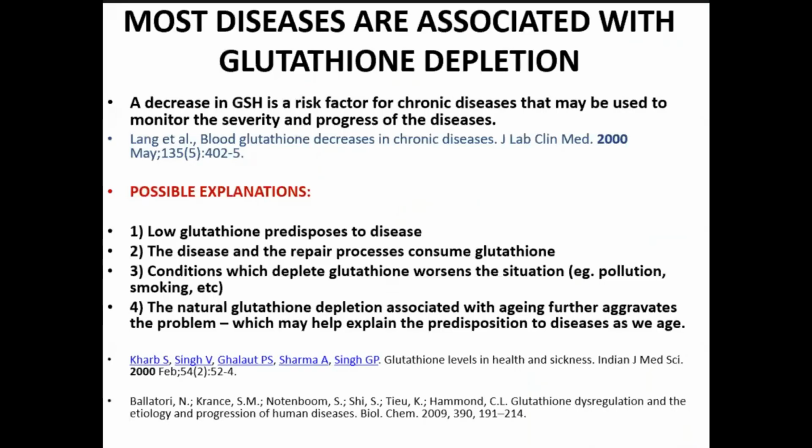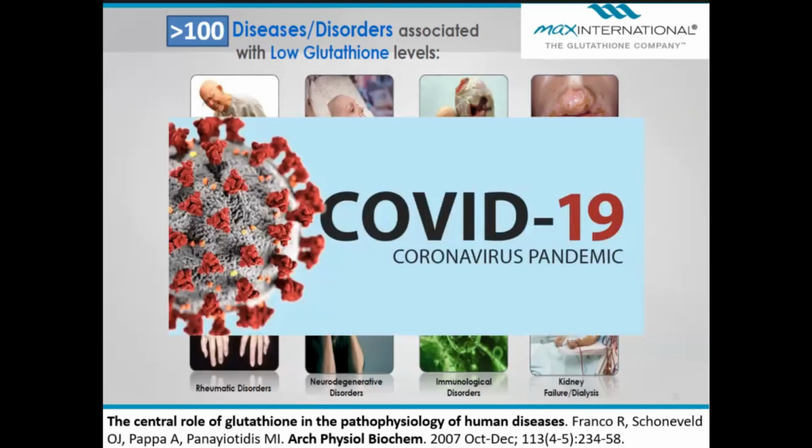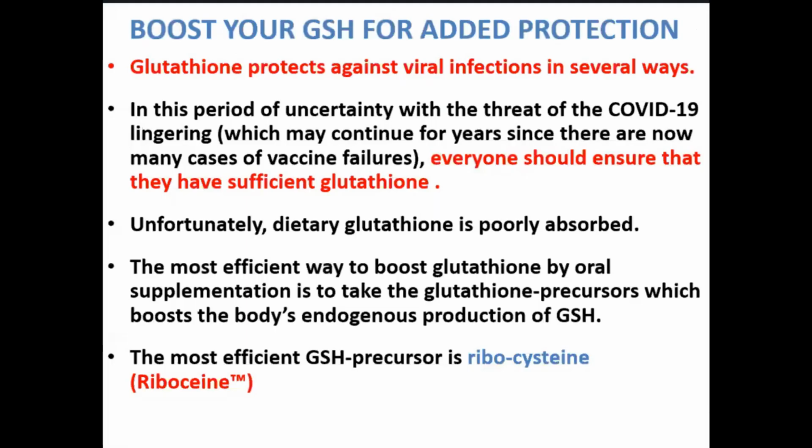So the implication of low glutathione is that most diseases are associated with glutathione depletion. Many studies have shown this. In fact, more than 100 diseases by now have been studied and found to be associated with having low levels of glutathione. And you can add COVID-19 to that now. Again, you should boost your glutathione for added protection, not only against viral diseases, but all the other diseases that will be added as you grow old.